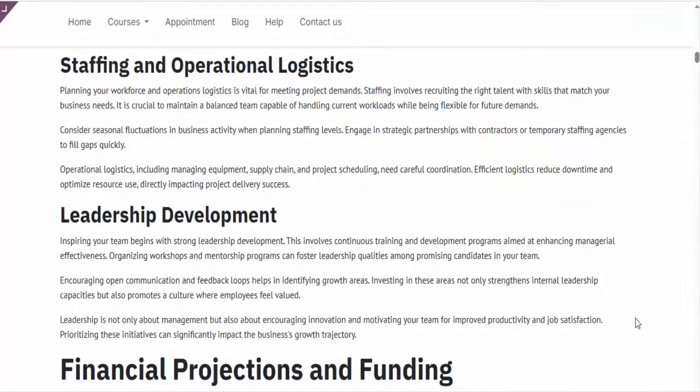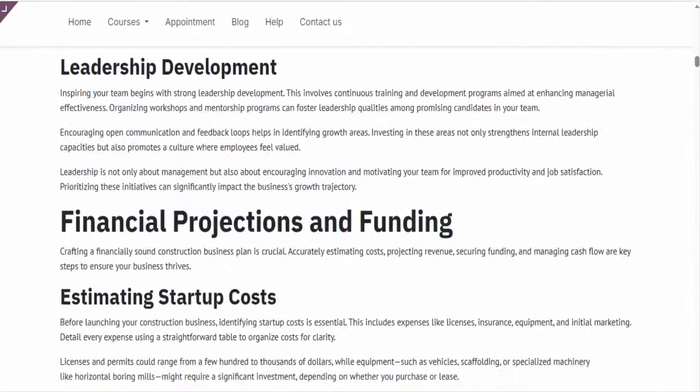Leadership development. Inspiring your team begins with strong leadership development. This involves continuous training and development programs aimed at enhancing managerial effectiveness. Organizing workshops and mentorship programs can foster leadership qualities among promising candidates in your team. Encouraging open communication and feedback loops helps in identifying growth areas. Investing in these areas not only strengthens internal leadership capacities but also promotes a culture where employees feel valued.